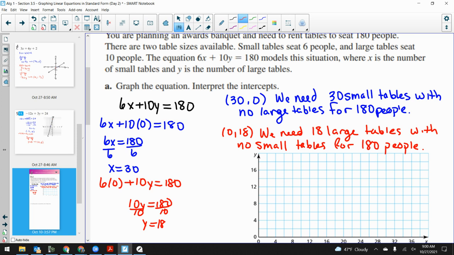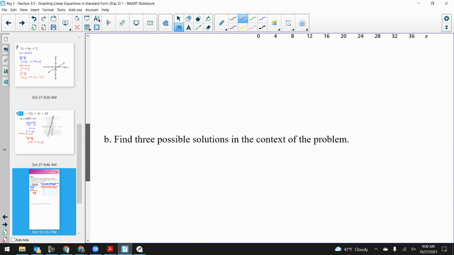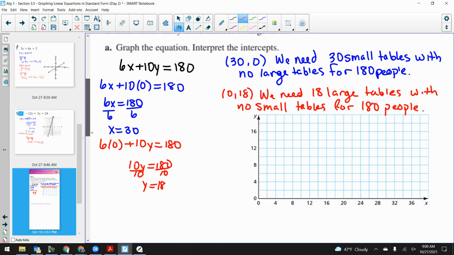So for another one, like if they wanted small and large, what would we? Pause on that, because we're going to talk about that right here. Let's graph it real quick.